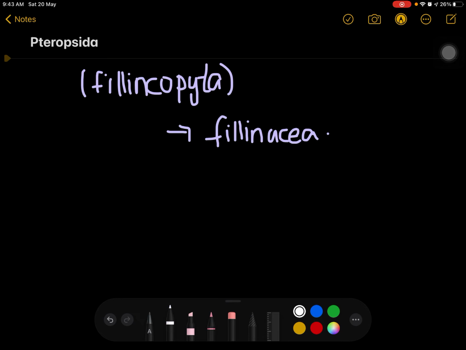Basically, as we talked about in the introduction part, these Pteropsida are known specifically as ferns, and the rest of the three are allies, ferns and allies, right? In the non-vascular seedless plants, and vascular seedless plants. So here we have these, which are basically ferns.